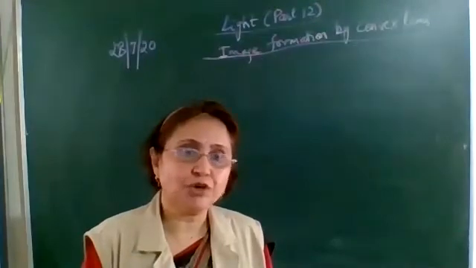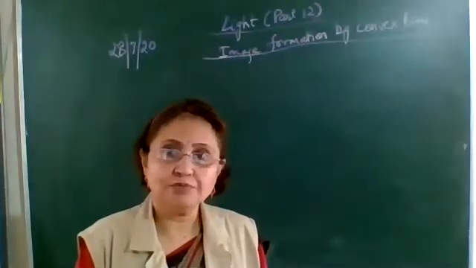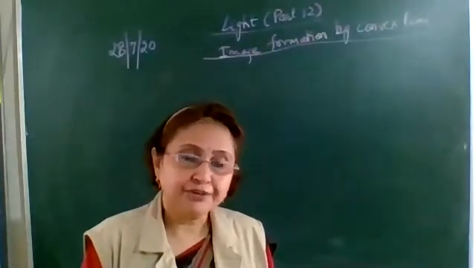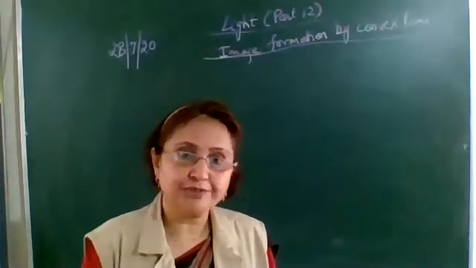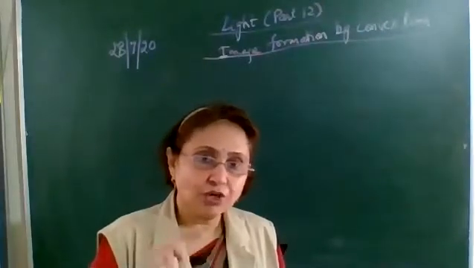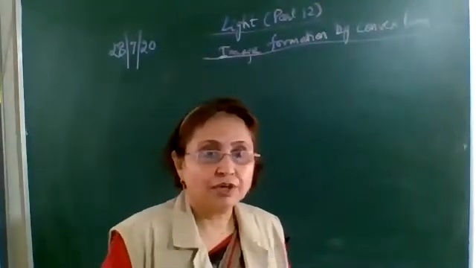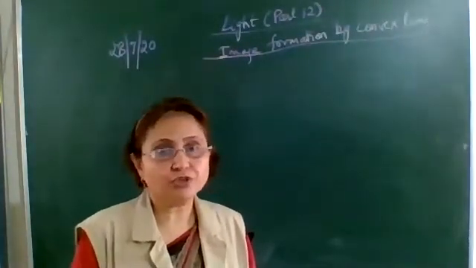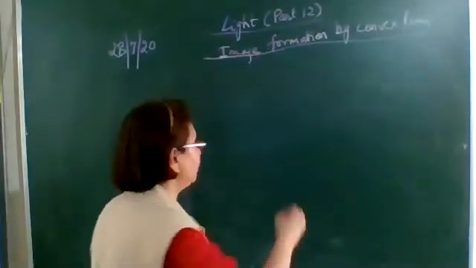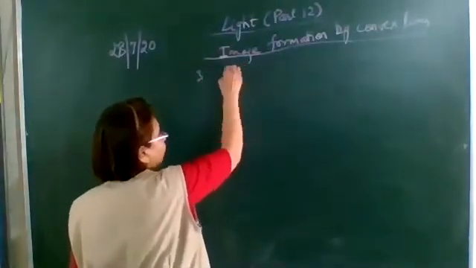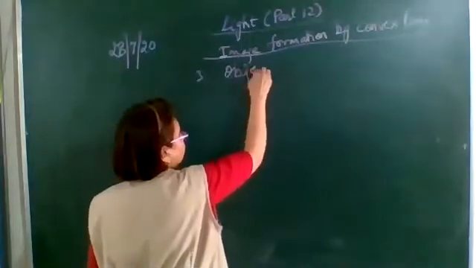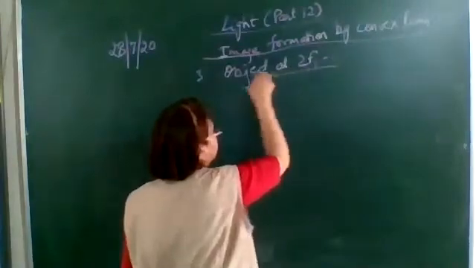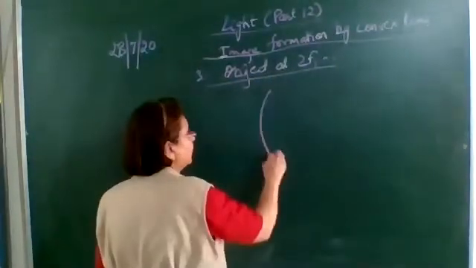The next position was beyond 2f1. When the object is placed beyond 2f1, the image is formed between f1, f2 and 2f2 on the other side. It is smaller than the object, okay, and also it is real and inverted. Now we are bringing the object closer to the lens, so the next position will be object at 2f1. That is, it is placed at 2f on the left side.